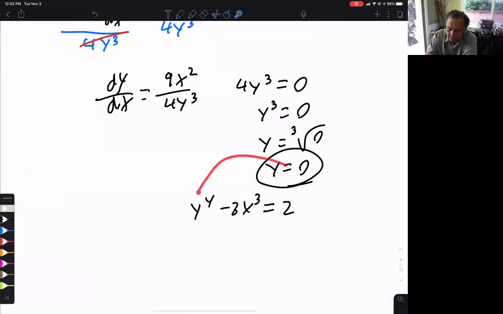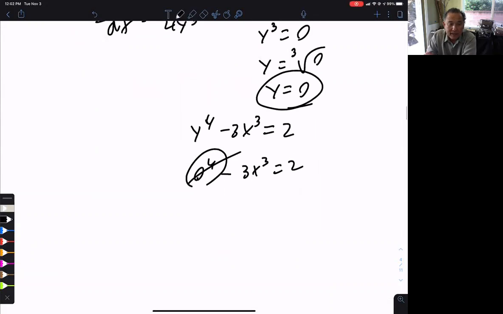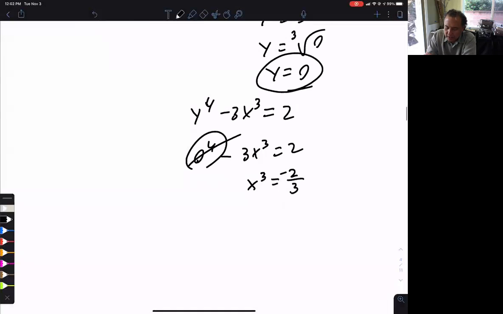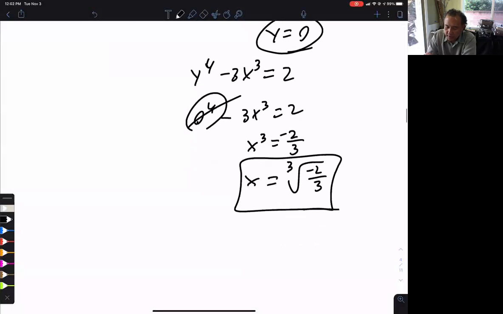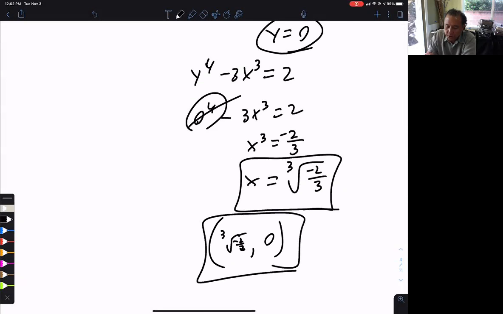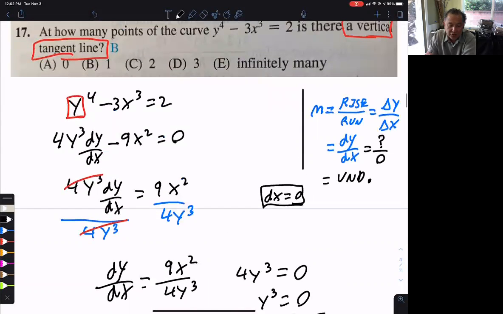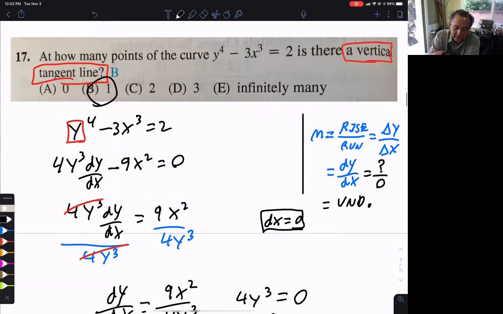So we have to see how many x values there are for that y value. I'm going to plug 0 in for y. That's a fourth, by the way. 0 to the fourth minus 3x cubed equals 2. Well, that's 0. Divide both sides by negative 3. X cubed equals negative 2/3. Cube root both sides. And we just get one x value. So the only point would be the cube root of negative 2/3, comma 0. That's the point where the tangent line is vertical. So the answer is going to be 1.